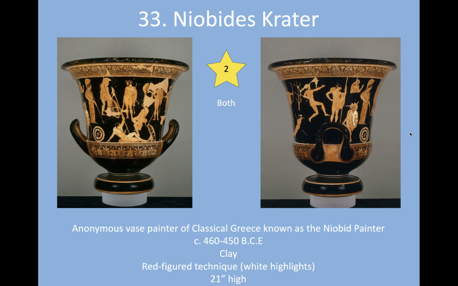So we've moved into the classical Greek period. We're now in 1460, 1450, somewhere in there. This would have been made of clay, and then it would have been fired. This is what's called a red figure technique. That means the whole pot is black and the figures are red, as opposed to the black figure technique, where the pot is red and the figures are black.